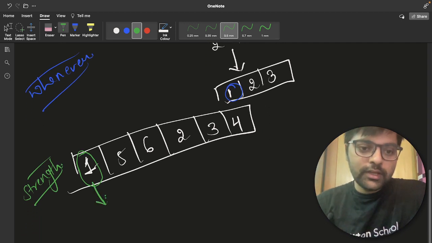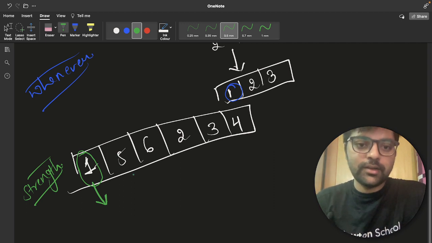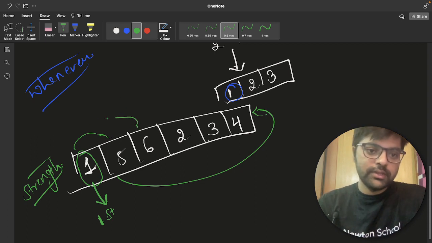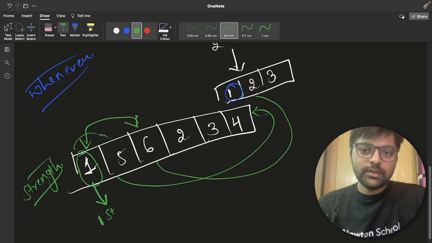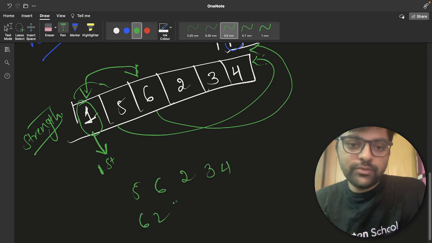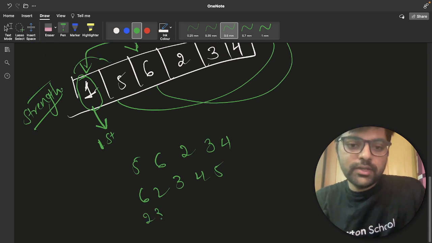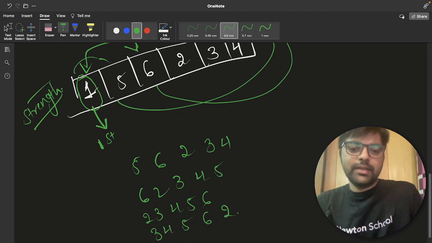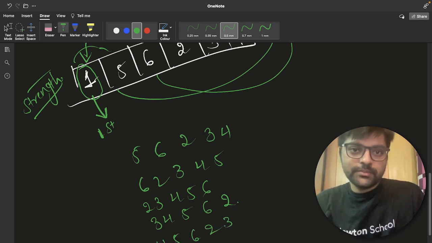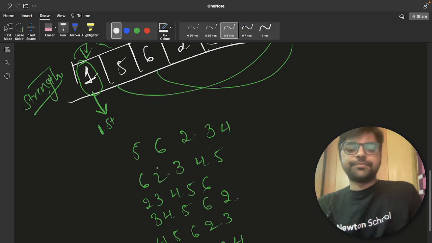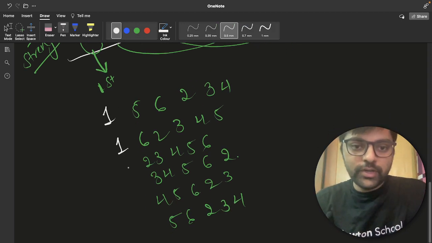So if 1 has acquired its position, now what will happen? These two will fight in the first round. After this first round, this will go at the end. Then again these two will fight, 6 and 1. Then 6 will go in. So after 1, I am writing 5 6 2 3 4. Then 6 2 3 4 5. Then 2 3 4 5 6. Then again 3 4 5 6 2. And then again 4 5 6 2 3. Then again 5 6 2 3 4. 5 6 2 3 4, right? So as you can see, here we have 1.